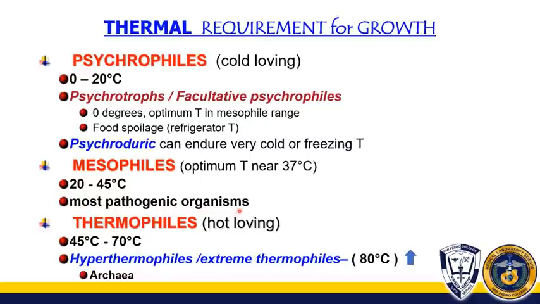Organisms with an optimum temperature between 45 degrees and 70 degrees are thermophiles, and some members of the archaea have an optimum temperature of 80 degrees or higher, or even as high as 115 degrees. And so they are now called extreme thermophiles or hyperthermophiles. But don't forget, most of the organisms that we grow in the laboratory belong to the mesophilic group.